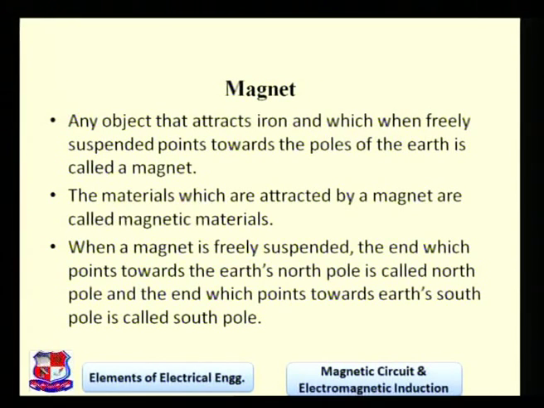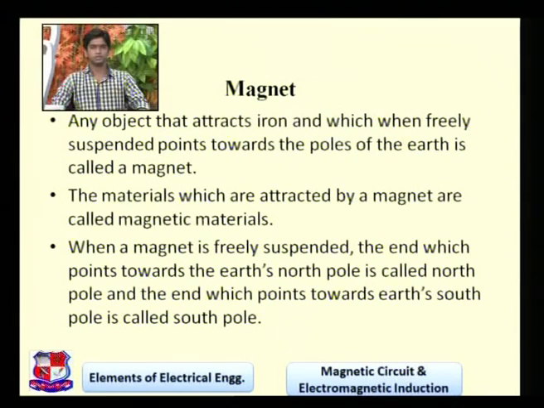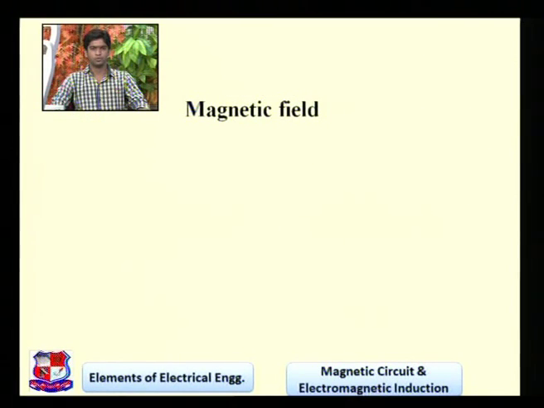When a magnet is freely suspended, the end which points towards the Earth's north pole is called the north pole, and the end which points towards Earth's south pole is called the south pole. So basically there are two poles in a magnet, north pole and south pole. In the electrical field we have positive charge and negative charge. Same in the magnetic field we have two poles called north pole and south pole. After that, what is magnetic field?